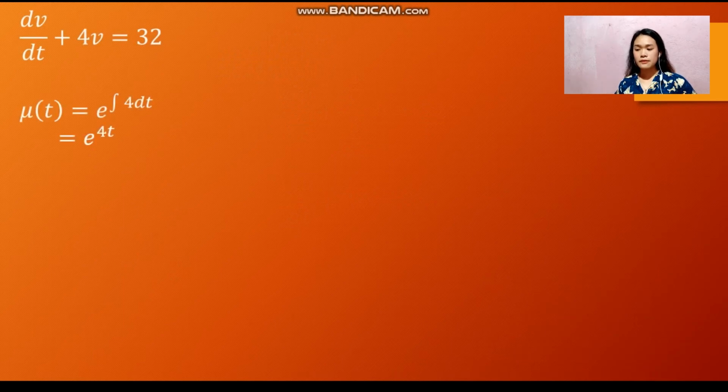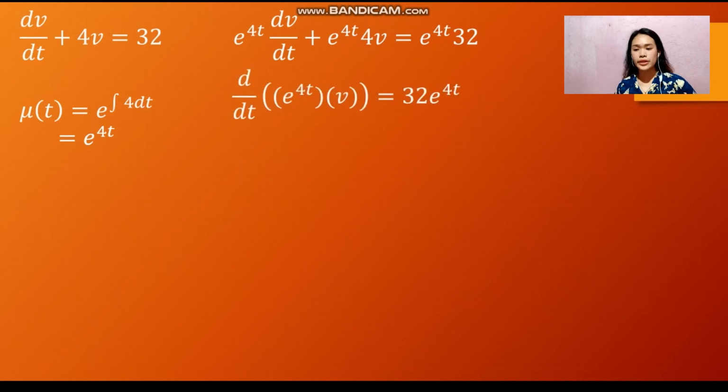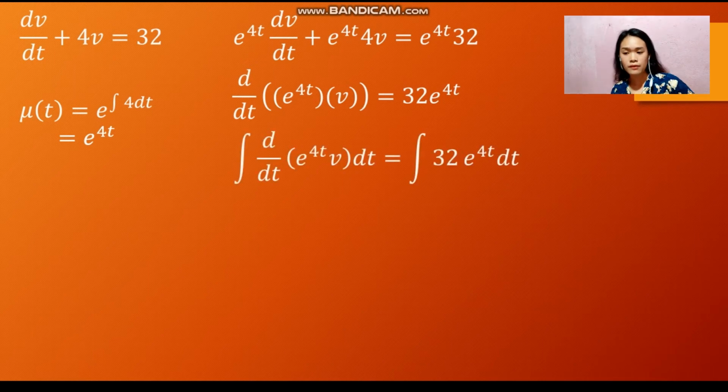So now, integrating factor is equals to e raised to integral of 4 dt. Our integrating factor now will be e raised to 4t. And we are going to multiply our integrating factor in all terms. And this will be equal to d over dt times, the left side is always equal to the derivative of the product of the integrating factor and our function V.